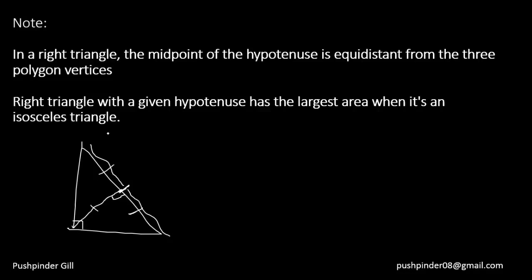The next property is that a right angle triangle with the given hypotenuse has the largest area when it's an isosceles right angle triangle. Usually an equilateral triangle has the largest area, but if it says it's a right angle triangle, then an isosceles right angle triangle will have the largest area. This will help you solve most of the very tricky questions.